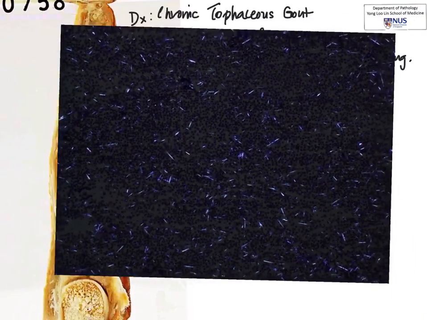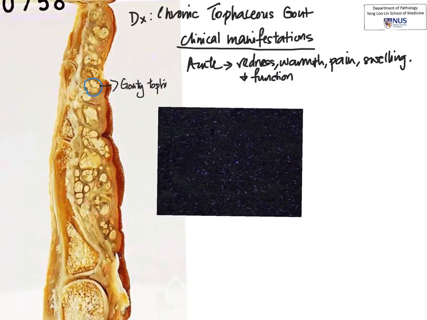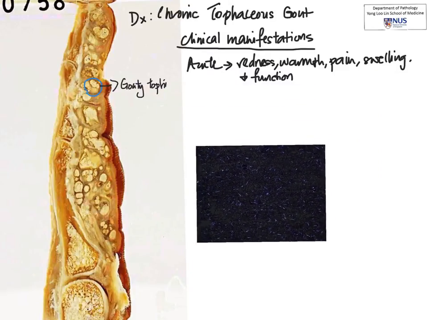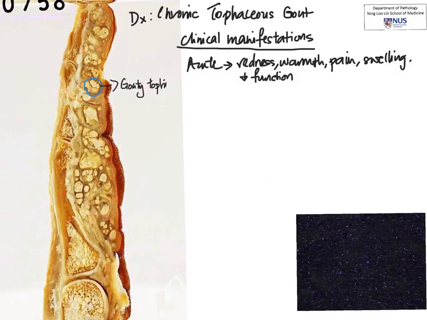We look under polarized light microscopy, which is why you can see that the whole background here is dark. We're looking for these needle-shaped crystals. These are all uric acid crystals, and if we use a special filter, we can actually see that they are negatively birefringent. So this clinches the diagnosis of gout. In addition, we will also often see lots and lots of neutrophils because of the inflammatory response.